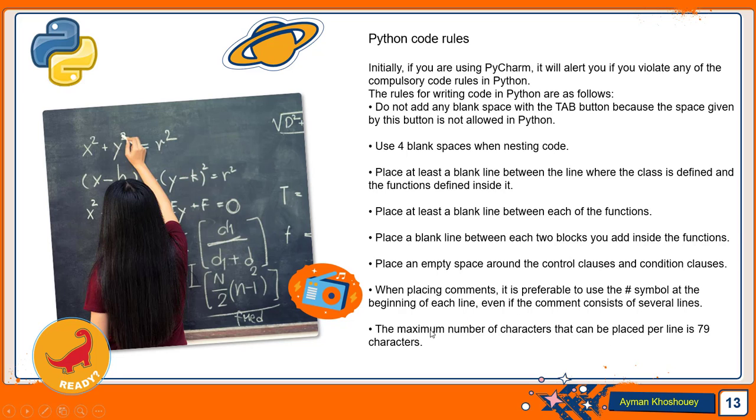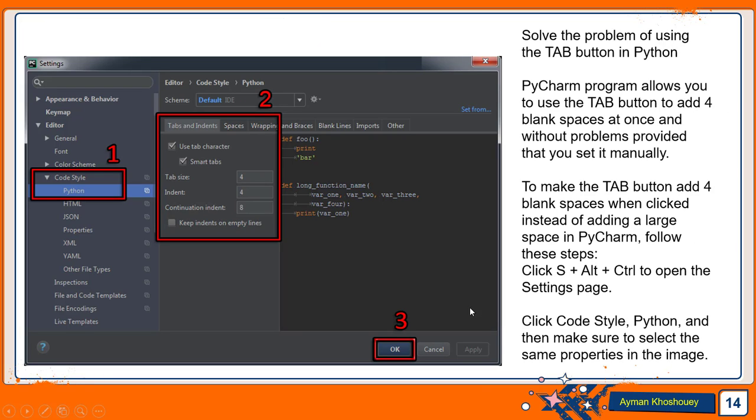This is the maximum length of the code line, 79. As you see here, if you want to solve the problem of using the tab button in Python, you can click Python, then from here adjust your tab to 4, and click OK.